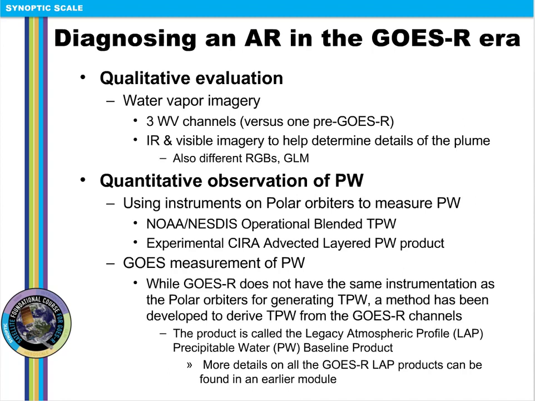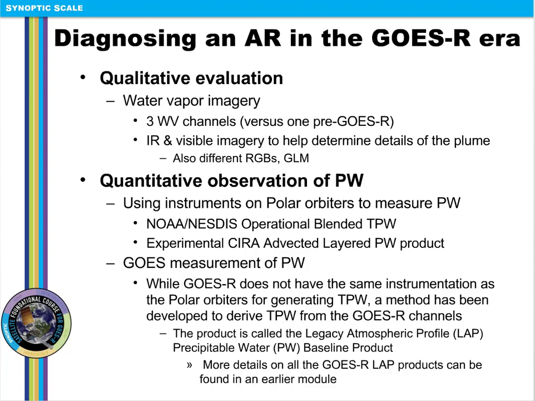What's new in the GOES-R era to help us with atmospheric rivers? In terms of qualitative evaluation, there are 3 water vapor channels versus just 1 previously, as well as new RGBs and data from the Global Lightning Mapper.